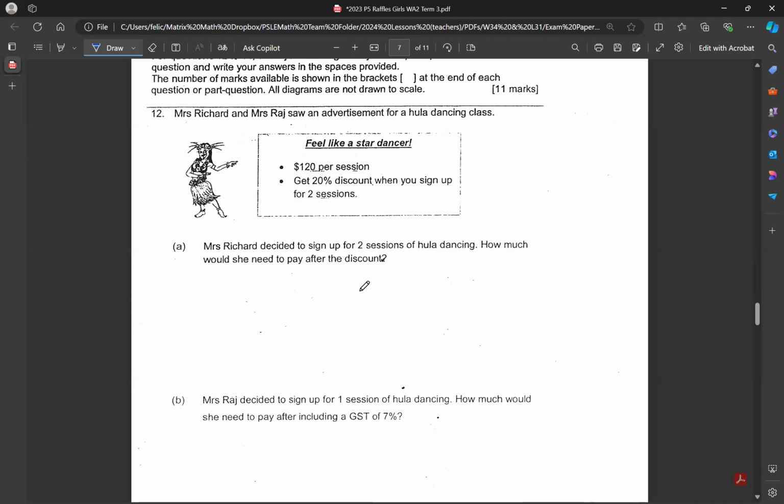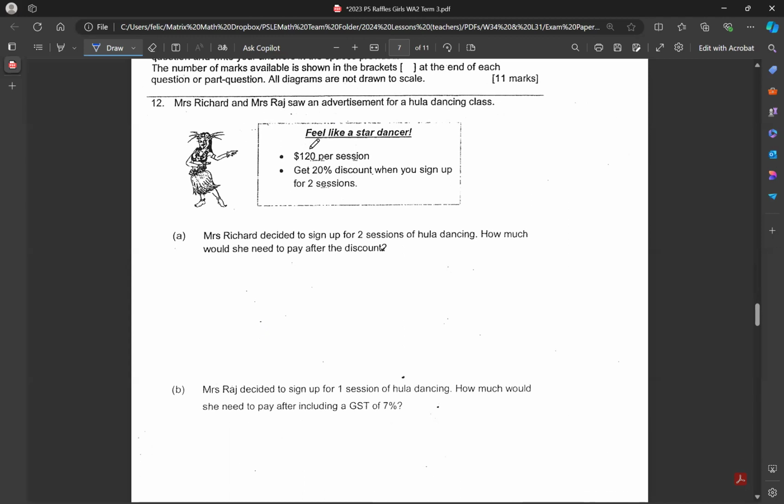Okay, so what I'm going to do first is find out for 2 sessions what the original price is. Do take note, this $120 is the original price per session. So for 2 sessions, original price, simply it's $120 times 2.